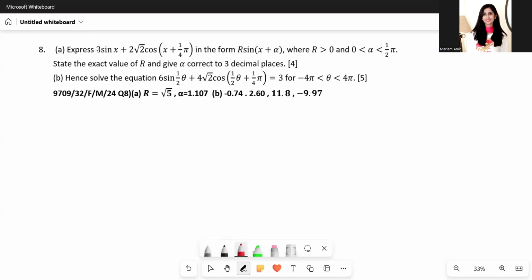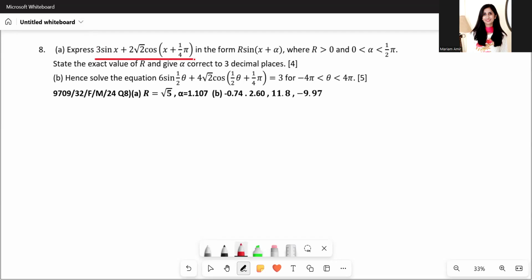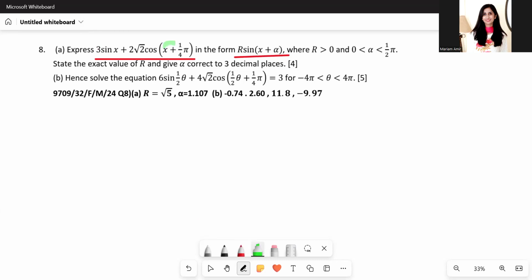All right, in this question, we have to express this term and this term. So this is an R method identity question. The first thing we need to do is apply the compound angle identities of cos and get a single expression in terms of sine plus a single expression in terms of cos so that we can apply our method identity on it.